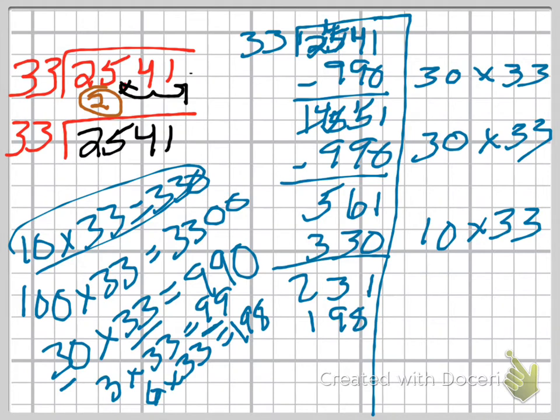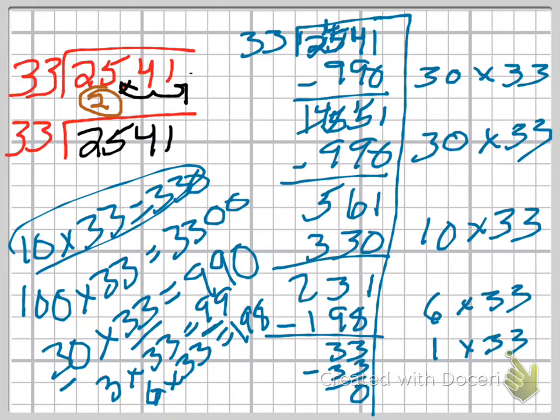198 is 6 groups of 33. Now when I subtract, I already know I'm going to get 33 because I just made that mistake. Right, now I need one more group of 33. Subtract. We'll have 0 left over. I add all my groups together. I end up with 77 groups, and ta-da! My quotient will be 77. I write it up there like that.